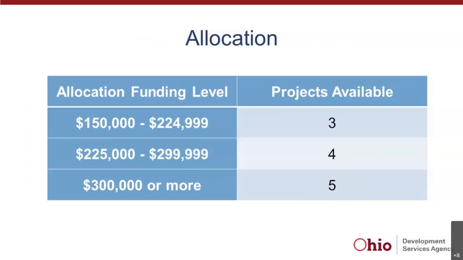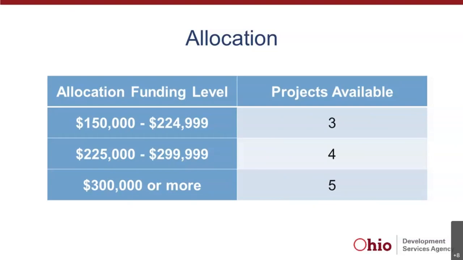Communities may submit 3, 4, or 5 projects depending on the amount of their allocation. Please note that this is a reduction from past years. Each funding level was reduced by 1 project. Reducing the number of available projects to increase impact was a grantee suggestion during one of our advisory committee meetings. Communities are still allowed 1 additional project for every successful neighborhood revitalization or critical infrastructure application.